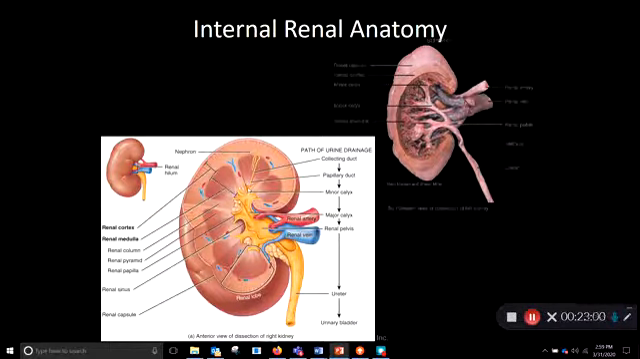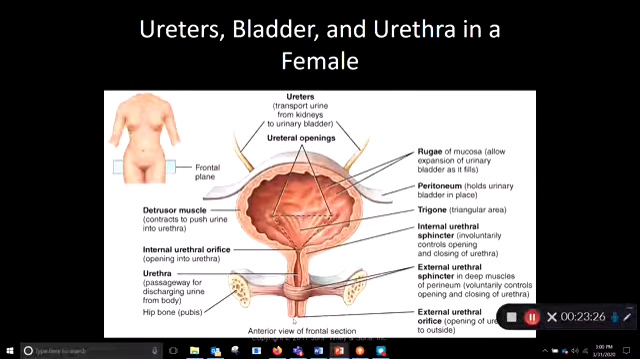Multiple minor calyx come together to make a major calyx, which is this guy right there, and a couple of major calyx will come together and form into the renal pelvis. You'll notice that that renal pelvis is coming pretty darn close to that hilum. Renal pelvis will then feed all of its contents into the ureter, which will then continue on down into this glorious beast that is your bladder. It follows down into these ureters and comes into these ureteral openings.